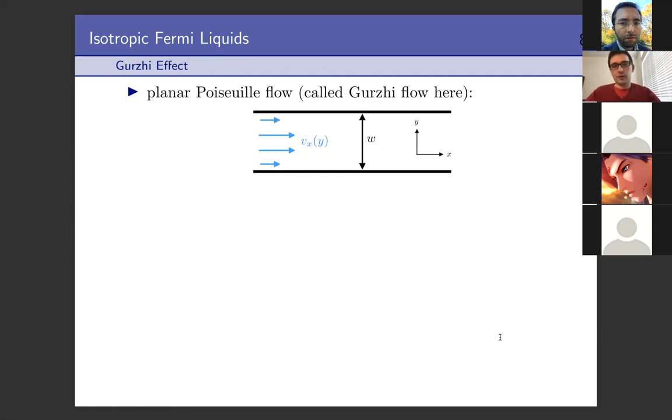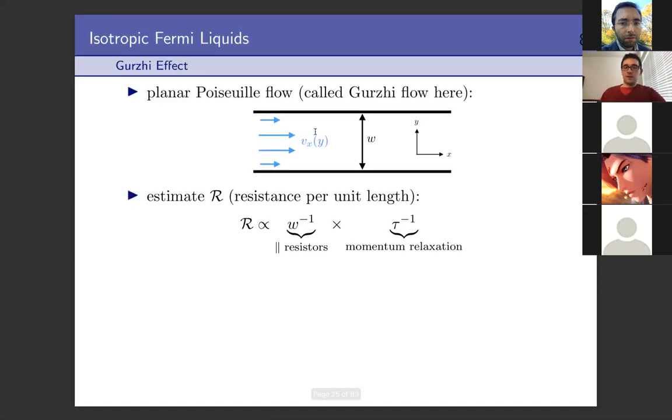The original proposal for how to do this is very old. It comes from a Soviet physicist named Gurzhi in 1963. And what he proposed was basically to cut, let's say, a narrow channel of your solid. This channel will have width W, and he proposed that you should apply an electric field and drive a current or a fluid velocity through this channel. And all that we have to measure is the resistance per unit length of this channel. That's his proposal.